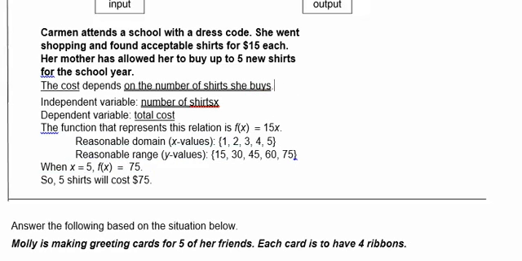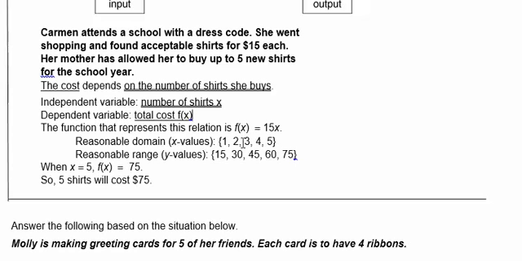That's the x. And the total cost would be the y, or another way of writing y in function notation is f of x. So you can say that f of x, the total cost, is equal to 15 times the number of shirts she buys.